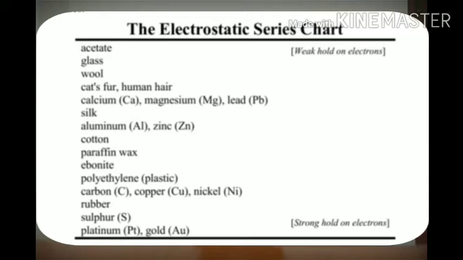I'll give you an example. Look at the material glass. Glass is on top, and 2-3 places before glass you will see silk. So if you rub a glass rod with a silk cloth, the glass is more likely to lose electrons, so the glass rod will become positive, and silk is more likely to gain electrons, so silk will become negative. But you will see below silk there is rubber. So if you rub silk with rubber, now silk will become positive and rubber will become negative.